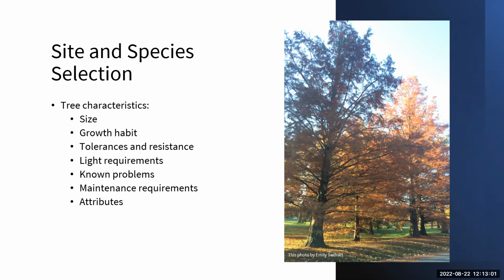And then finally, the maintenance requirements and the attributes. We've mentioned those before about the level of maintenance that is going to be required and that is available. Because if you don't have the availability of maintenance, you're not going to be able to raise a healthy, resilient tree as best as you could.